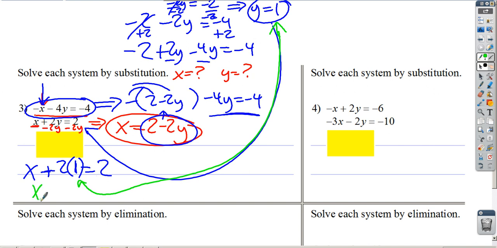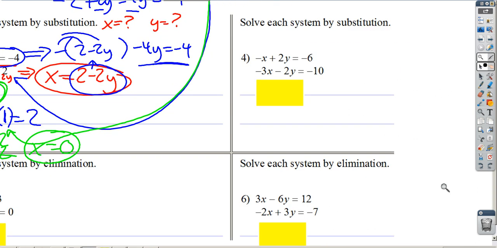Okay, so 2 times 1 is just 2, and then we'll subtract 2 from both sides. 2 minus 2 equals 0. So the point should be 0, comma 1, and it is. I don't know if you can see that amidst all the writing, but it's that one right there. That's written as a coordinate pair, so x equals 0 and y equals 1.